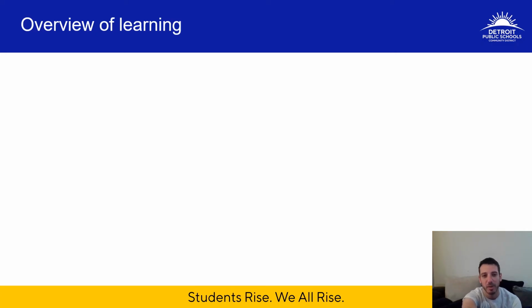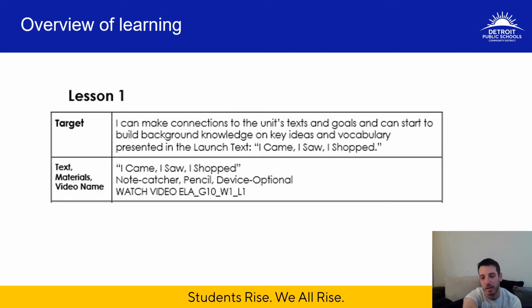I quickly wanted to talk about the overview of learning for Lesson 1. You'll see in front of you the lesson target is listed, which is basically like the learning goal for the day. It says here, I can make connections to the unit's text and goals. I can start to build background knowledge on the key ideas and vocabulary presented in the launch text, "I Came, I Saw, I Shopped."